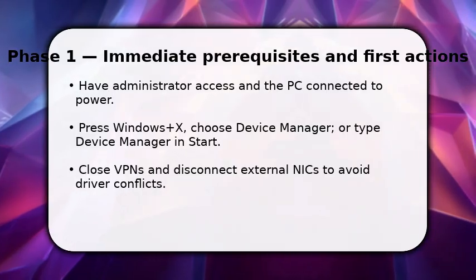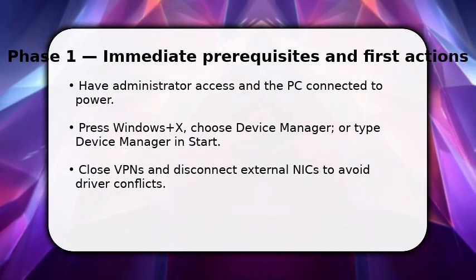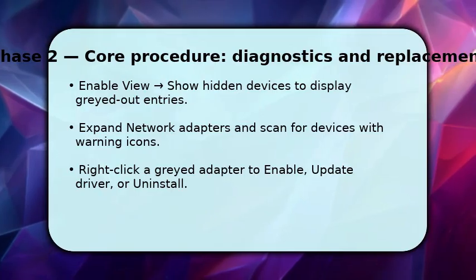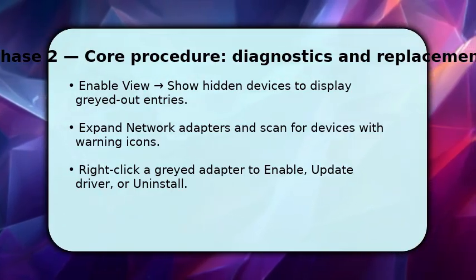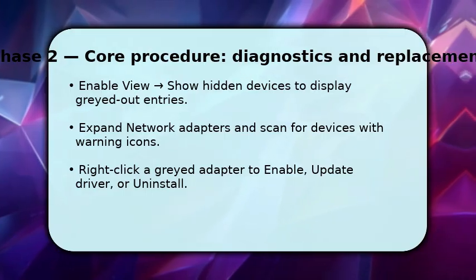Now, click View in the menu bar. This next step reveals items that are hidden by default and prepares you to locate them. Once you enable View and Show Hidden Devices, Device Manager lists adapters that were previously hidden, often grayed out. These are what you want.